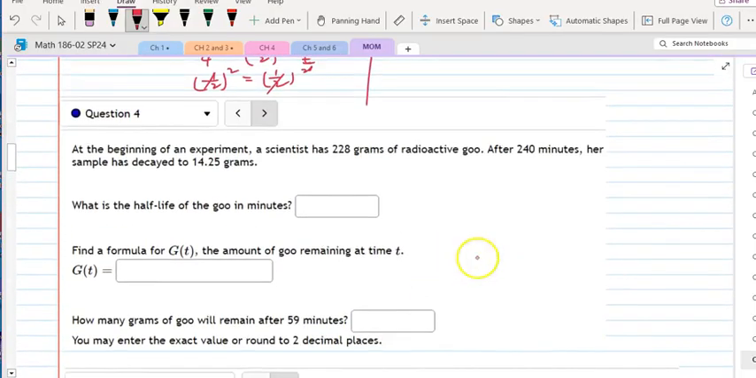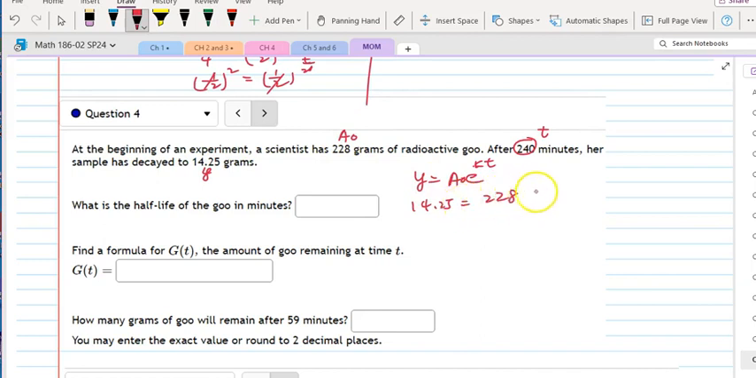4. At the beginning of an experiment, a scientist has 228 grams of radioactive goo. After 240 minutes, the sample has decayed to 14.25. So we would say y equals A0 e to the kt. Y is the amount after 240 minutes, t, and this is A0. So our y would be 14.25. A0 is 228. Well, that decayed a lot. E to the k, the time is 240.